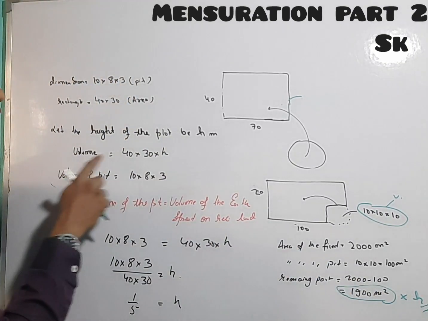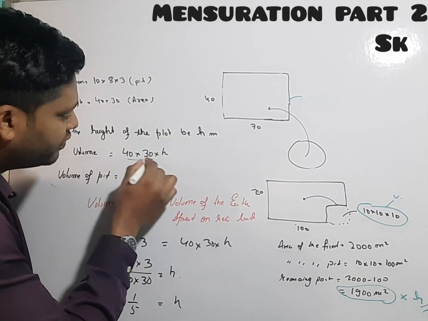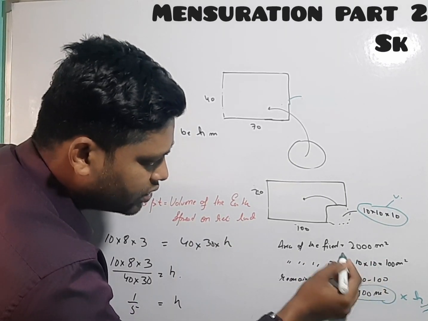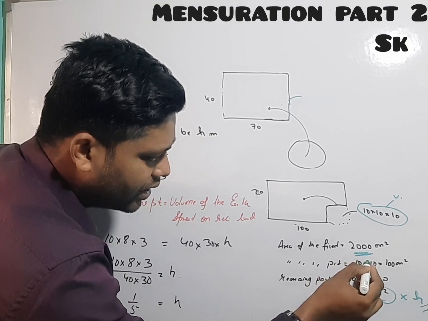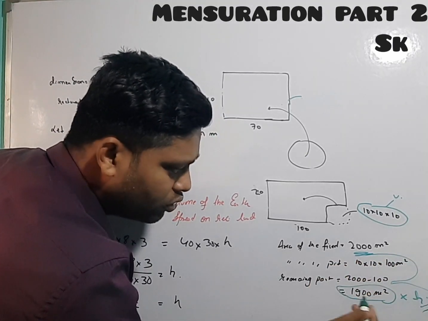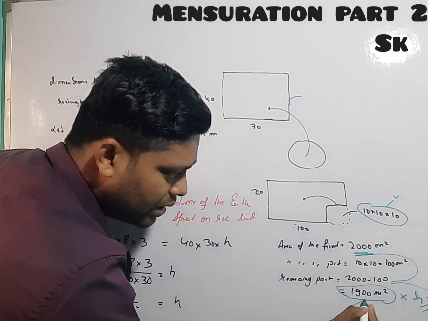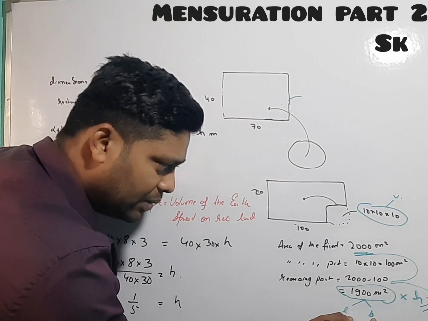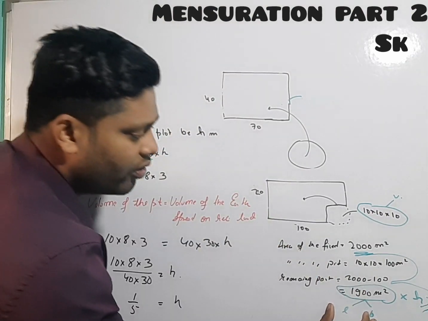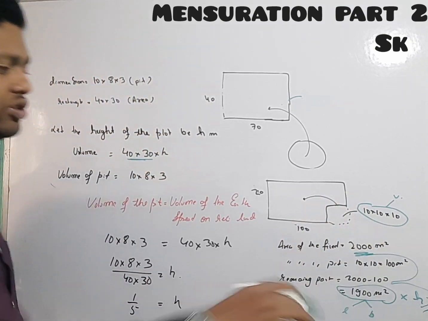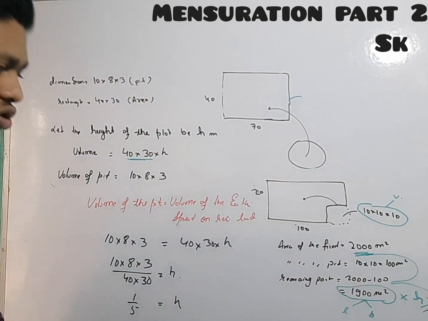Volume is equal to length into breadth into height. Length and breadth we have already multiplied here, and after subtraction we got this answer, so no need to do it again. This is made up of length and breadth only, so into height you will do. This value equals this value, and from h you will get your answer.